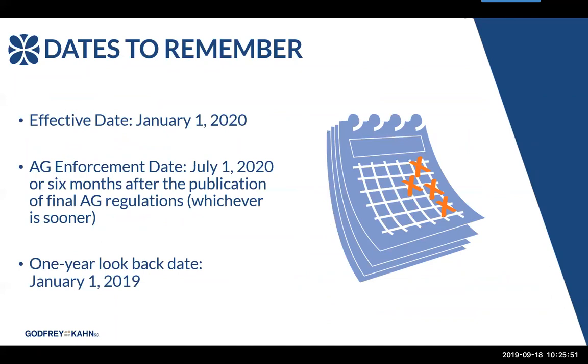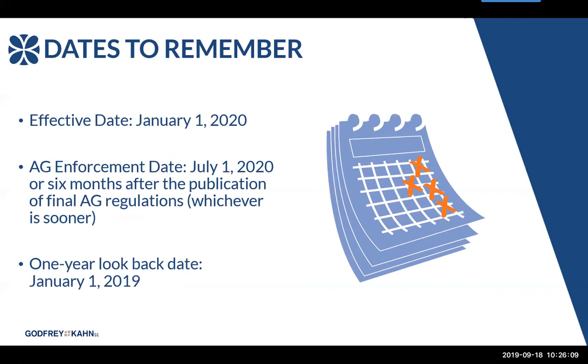So dates to remember. As I mentioned, the effective date is January 1, 2020. The California AG enforcement date is coming up on July 1, 2020, or 6 months after the final AG regulations. We suspect that the July 1, 2020 date will come first.